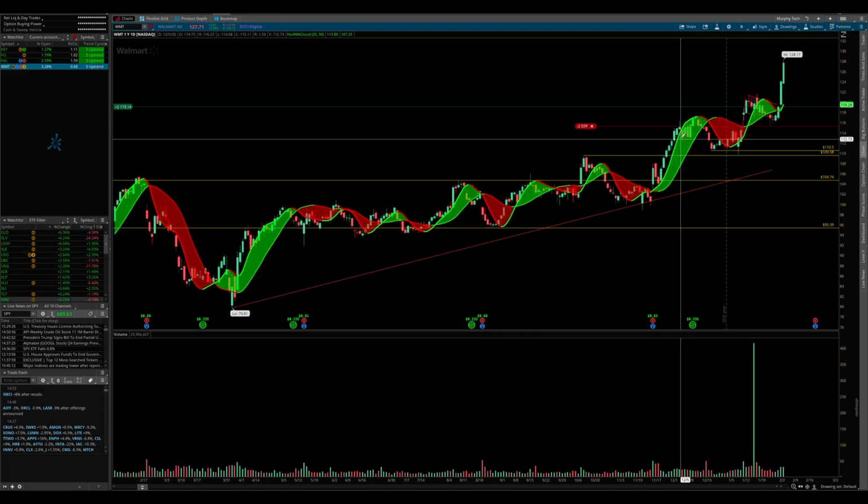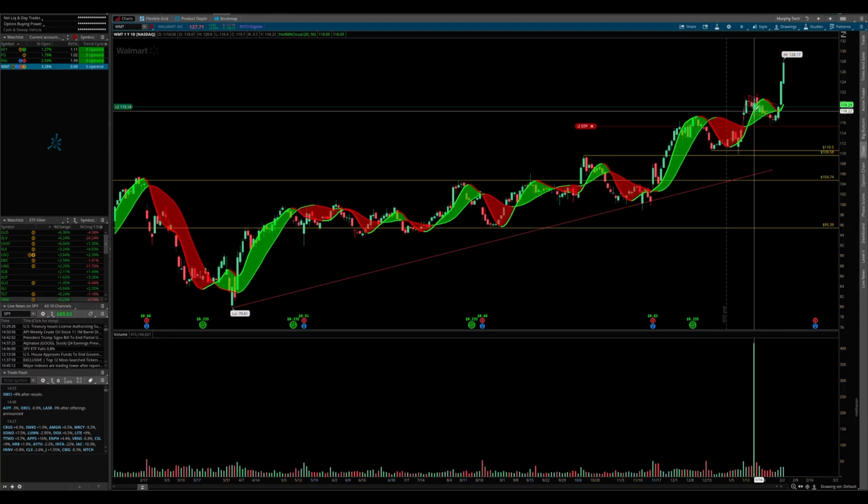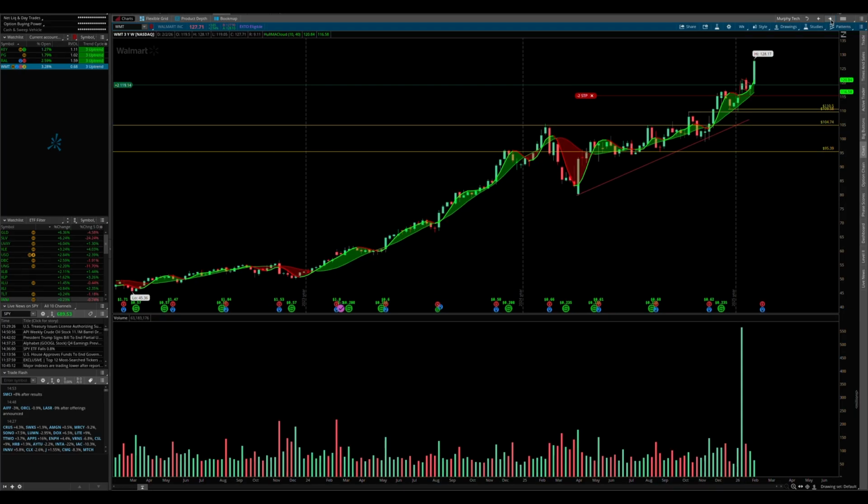Hull moving averages. It's just a cloud that I built in ThinkScript. 20 period, 50 period moving average, Hull moving average. So it calculates it differently. Weekly, same 10, 40. As you can tell, in a pretty good uptrend.